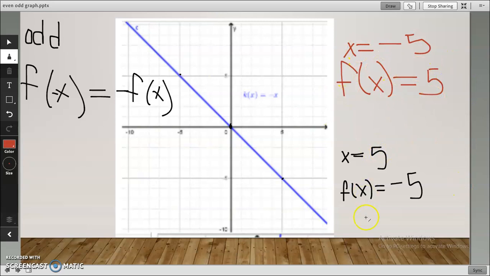And so if I was to actually use the formula, if I plug in a negative x, it gives me the negative of my f of x. And so negative 5 turns to positive 5.